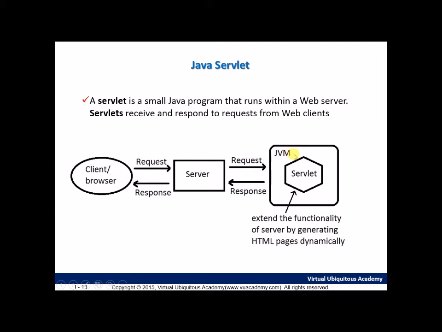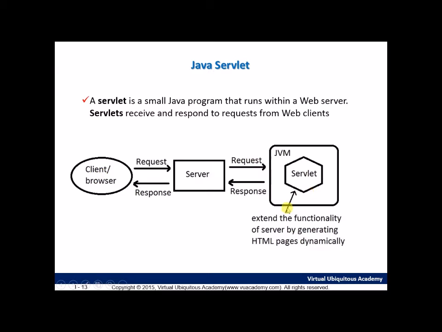So this web server contains a JVM which is holding a servlet. You are going to request this servlet. The client is requesting the server, and the server knows that this request is for this servlet, so it forwards this request to your servlet, and the servlet responds back to your web server, and this web server responds back to your client, and you can see the particular page over that.